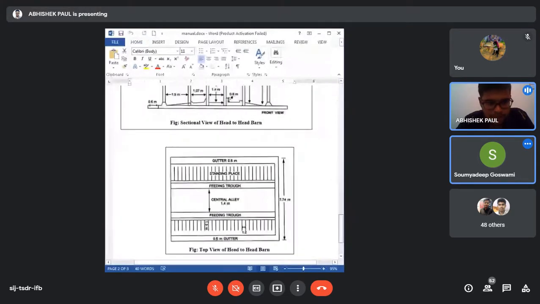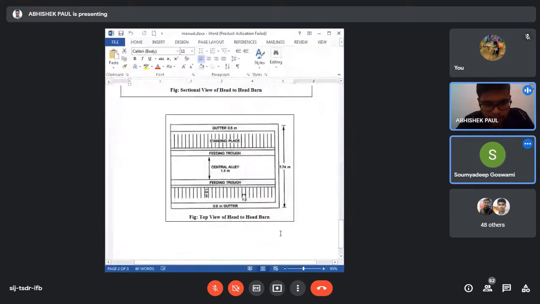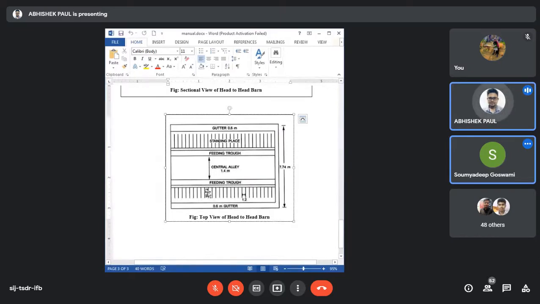So this is the head to head barn. Now we will calculate the space requirement for an individual cow. You see, this is the standing place. This side also, this is the standing place. This is the gutter. This is the feeding trough. So don't get confused, this is face to face, or head to head barn. Feeding trough, standing place, gutter. We will consider only one side.